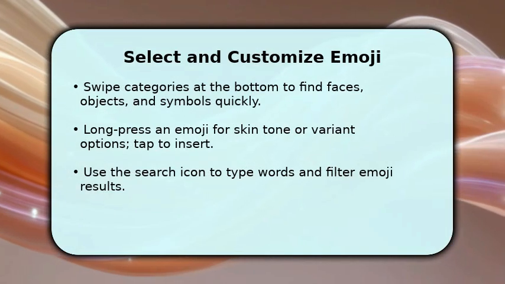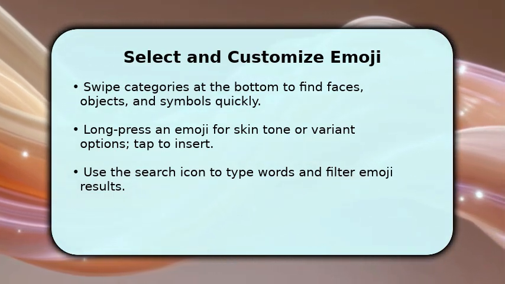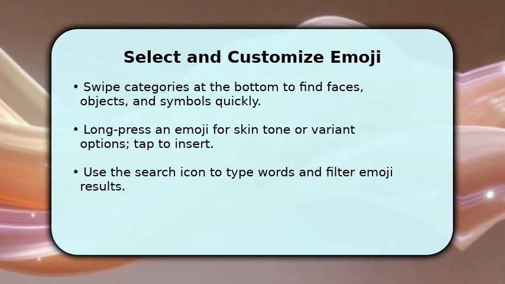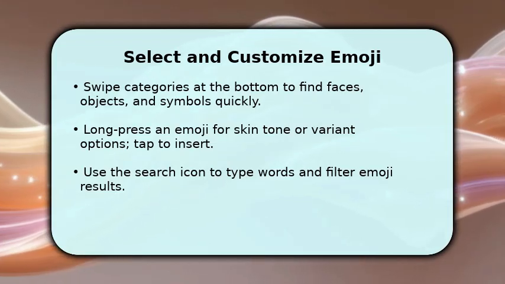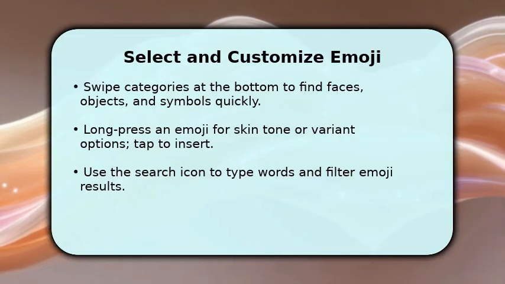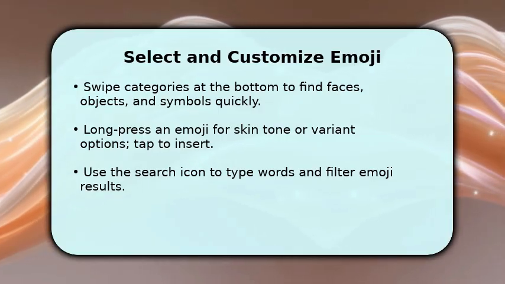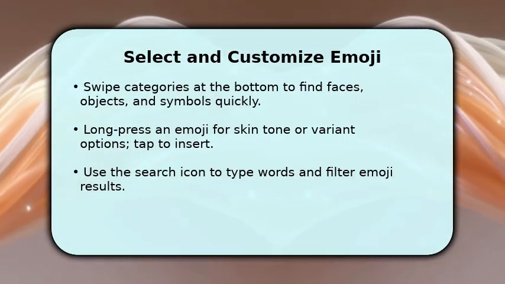Once the emoji panel is open, swipe left or right through categories to locate faces, food, objects, and symbols. This saves time versus scrolling. If you need a specific appearance, long press an emoji to reveal skin tones or alternate variants, then tap the one you want. That's how you control nuance. Also, tap the search icon and type a word like heart to filter results quickly. These gestures speed selection and keep your message precise and expressive.